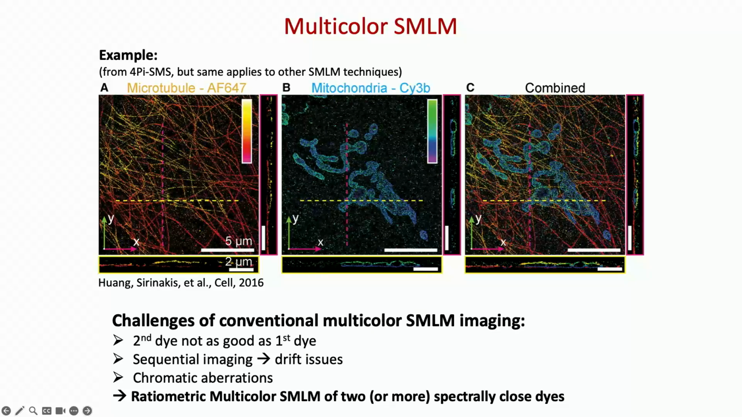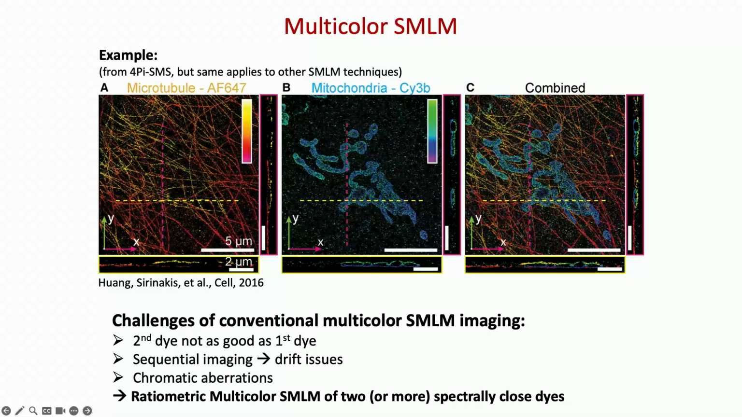The second problem is you need to image them separately, sequentially, one after the other, because otherwise one laser would activate the other one, and the blinking would be messed up. And then that creates drift issues. And then you have chromatic aberrations. Different colors will be slightly shifted, maybe by 50 nanometers, maybe by 100 nanometers, but that's obviously a resolution range that we are really interested in.